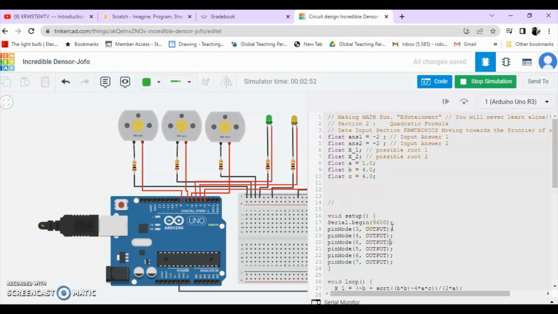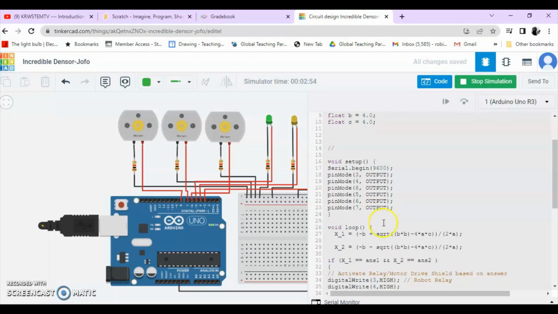Alright, so in the void setup, I am configuring all my pins to be output. So pinMode 3, OUTPUT. That means I'm configuring pin 3 to be an output pin. pinMode 4, OUTPUT. I'm configuring pin 4 to be an output pin. pinMode 8, OUTPUT. I'm configuring pin 8 to be an output pin. So all of my pins are configured to be output pins.